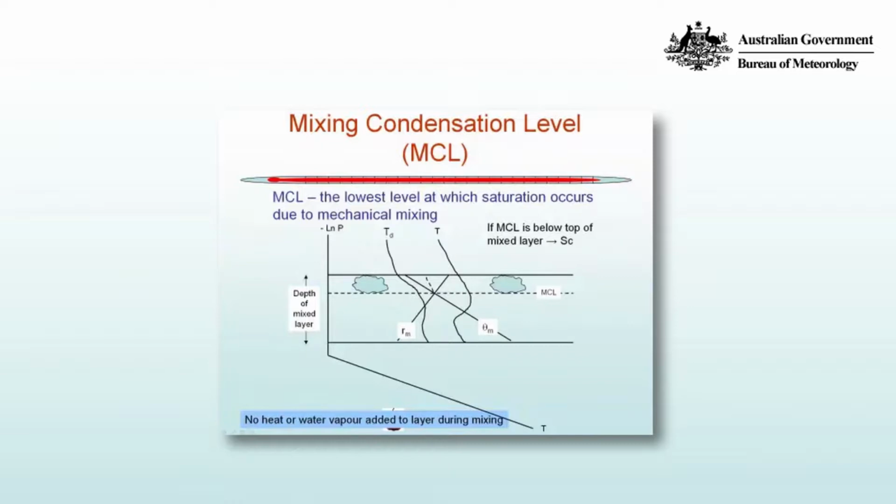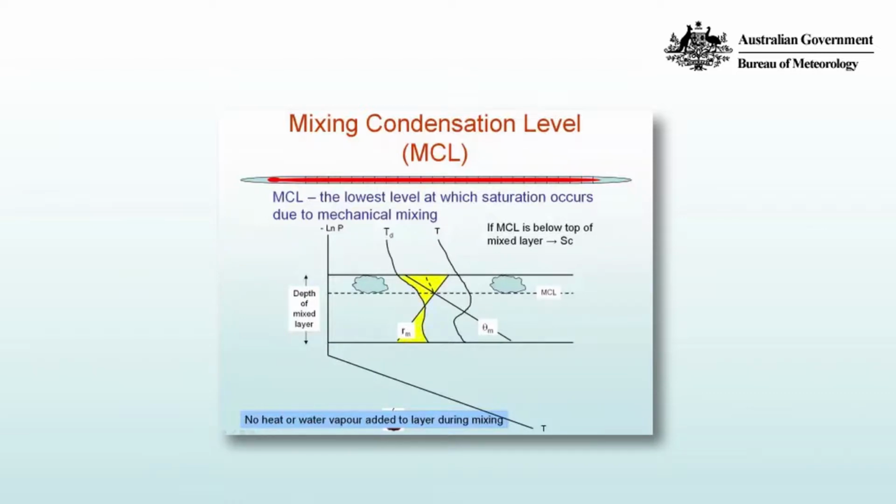Here we have a schematic Sc log P aerological diagram where there's mixing through a depth indicated by the solid line, which is the top of the mixed layer. If we don't add heat or water vapor during the mixing process, then parcels of air at each level will conserve their value of potential temperature and mixing ratio, and the net result will be to produce a temperature and dew point profile which match a mixed dry adiabat and a mixed mixing ratio isopleth. If a saturation point, or if these two lines cross below the height of the mixed layer, then we'll have a mixing condensation level, and above that the profile will be a saturated adiabat.